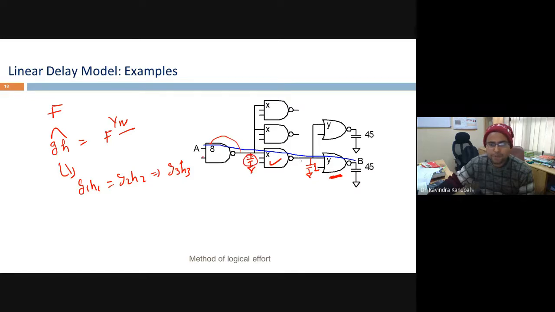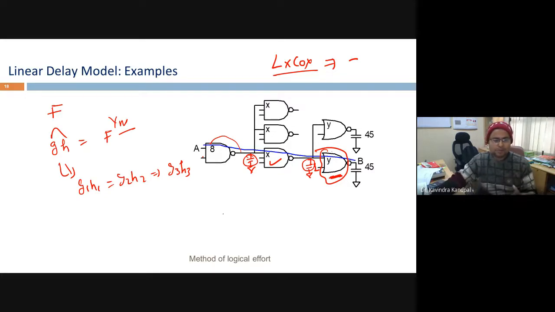As soon as you have the capacitances and you know the value of L into COX, which is given to you, you can also compute what should be the width of your transistor. That is what you need to know as a design engineer. You should be able to size the transistor width, right or not? Yes or no?